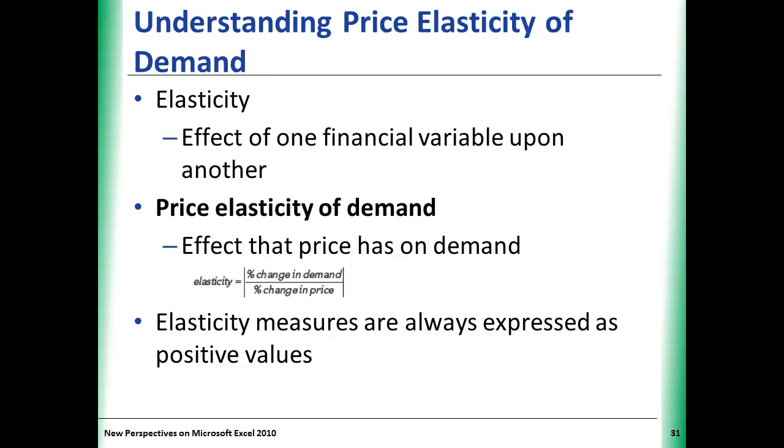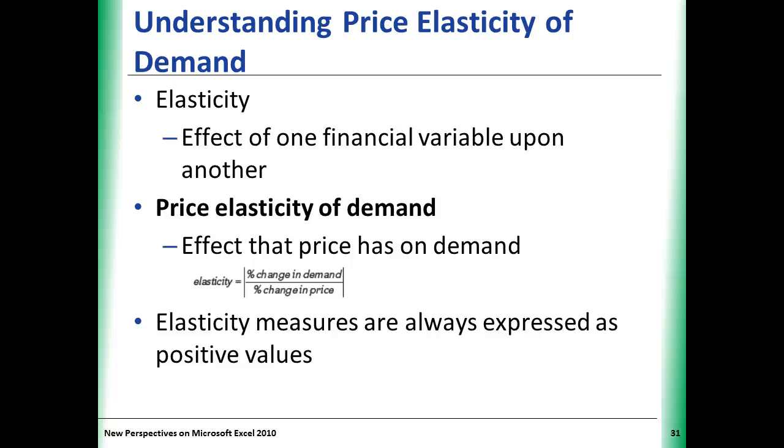Now, what if I change the price by 100% and demand goes down by, let's say, 150%? Well, that looks a little bit different. 150% divided by 100% gives me 1.5. What would you say about that? Is that elastic or inelastic? I changed price 100% and my demand went down 150%. Did the market respond to that price? It did. It's a very elastic good.